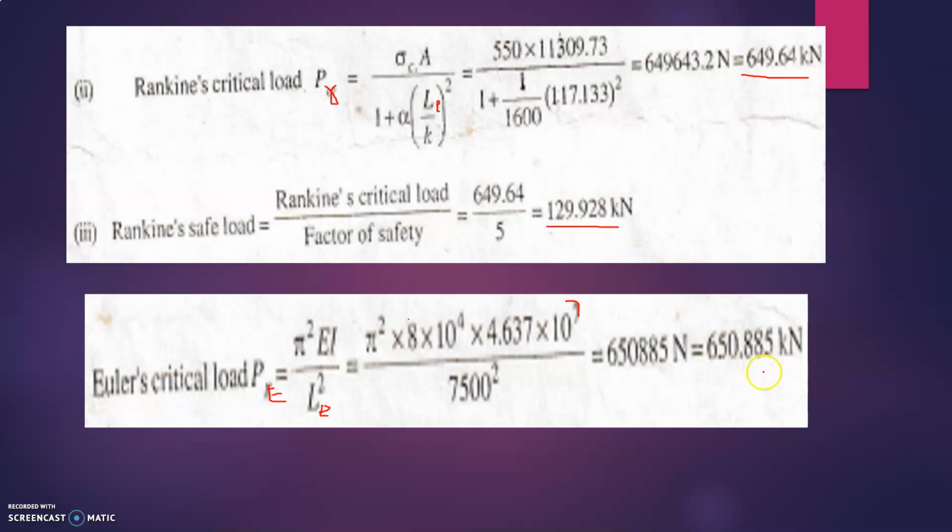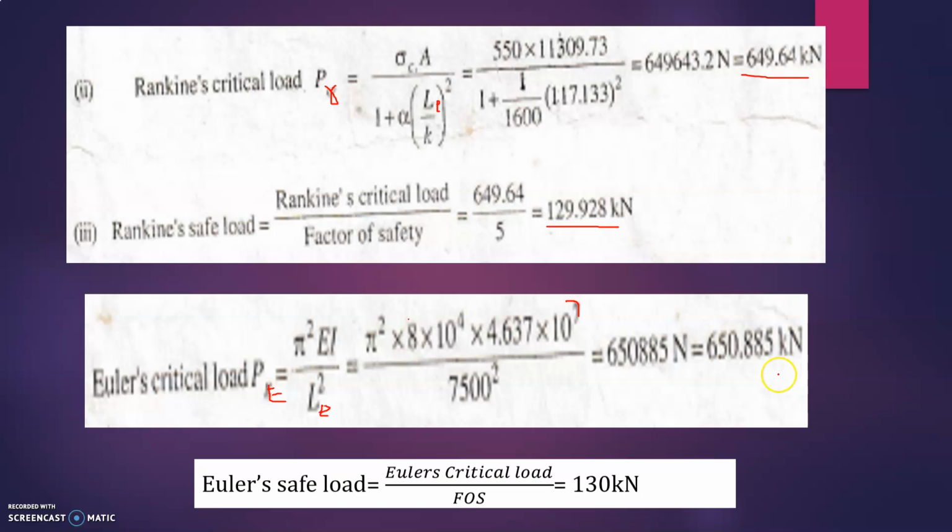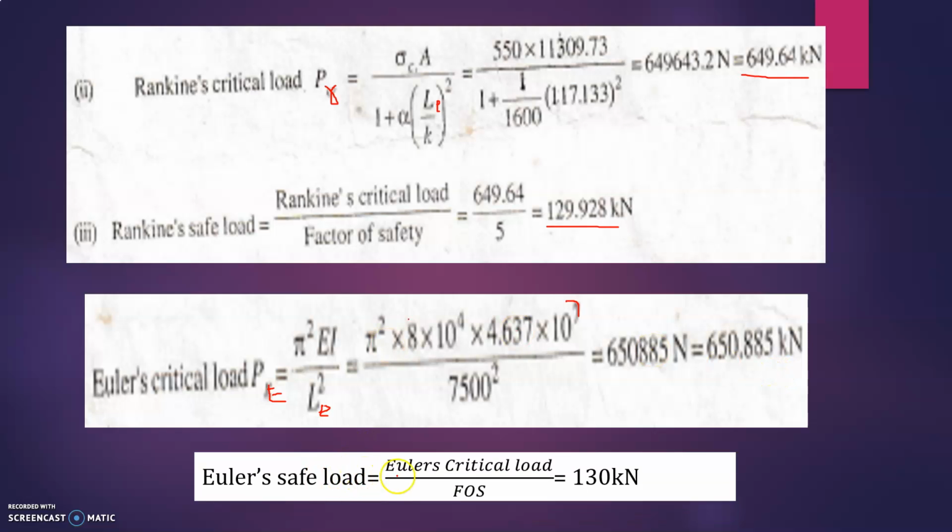So you get 650.885 kilonewton. Now you have to find Euler's safe load, that is nothing but Euler's critical load or Euler's crippling load divided by the factor of safety. So the critical load 650.885 divided by the factor of safety 5, you get 130 kilonewton. Almost the same here. This is exactly the same, Rankine's safe load and Euler's safe load. So in this way you can calculate the safe load using both Rankine's and Euler's formulas.